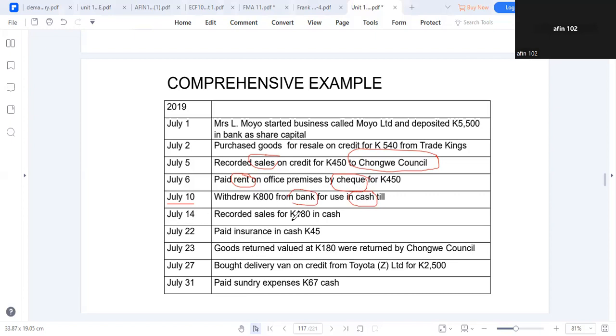How about July 14? Recorded sales for cash, 180. Which 2 transactions are we looking at? Sales and cash. So cash is an asset. To increase it, we debit it. Sales, to increase, we credit. Okay, paid insurance in cash for 5 quarters. Which 2 transactions are we looking at?